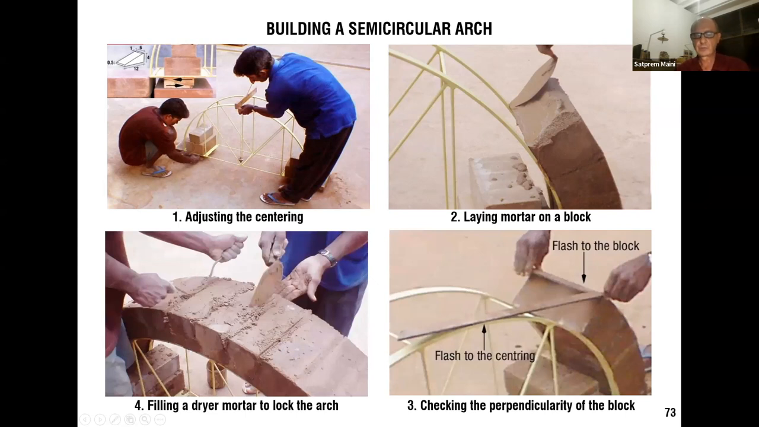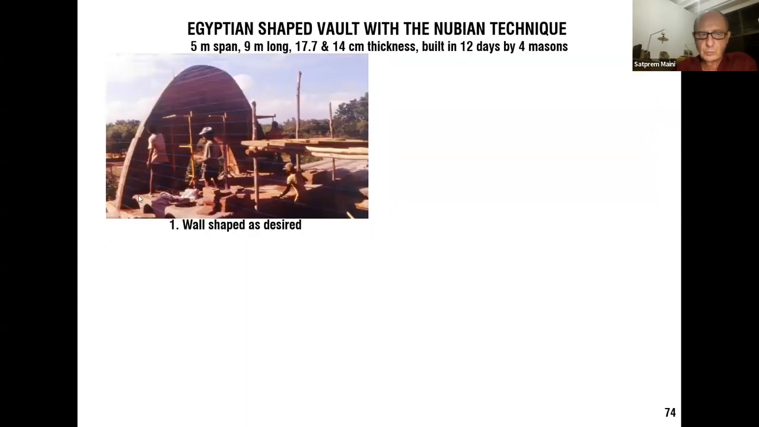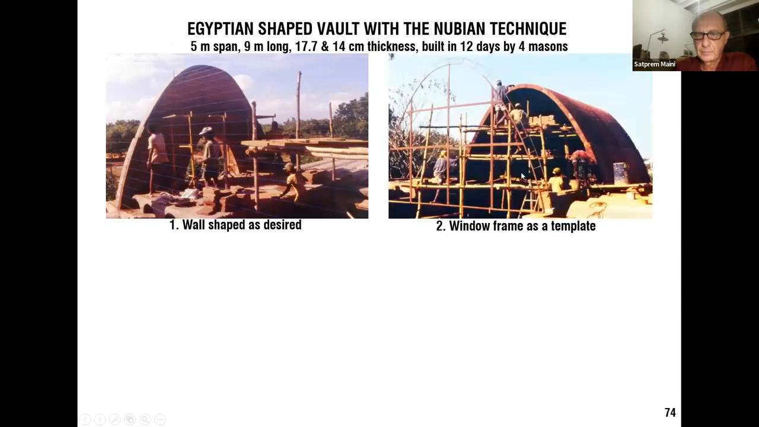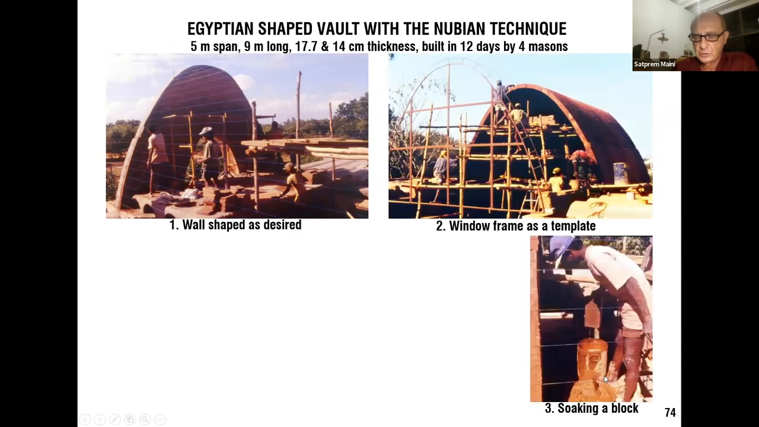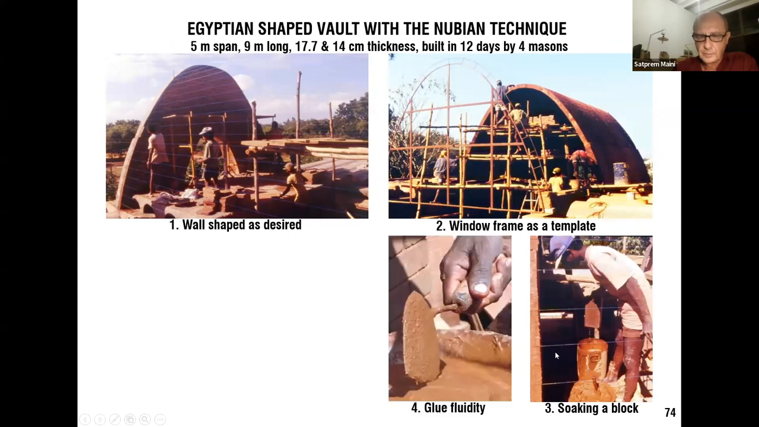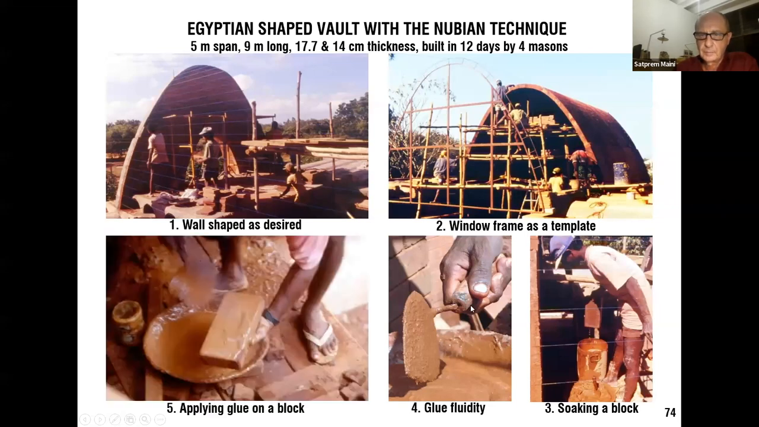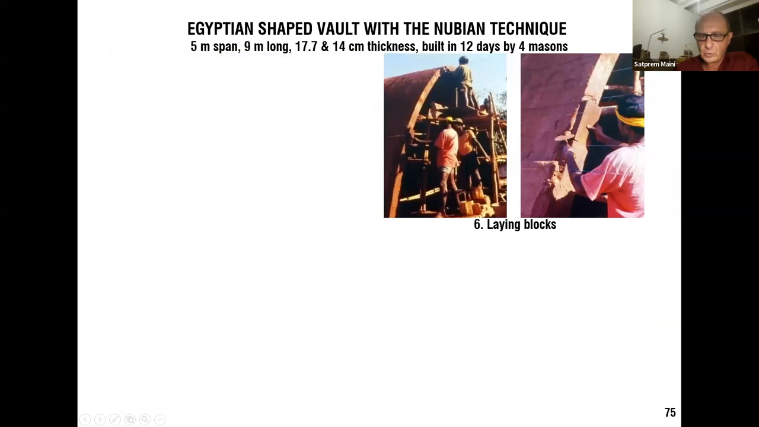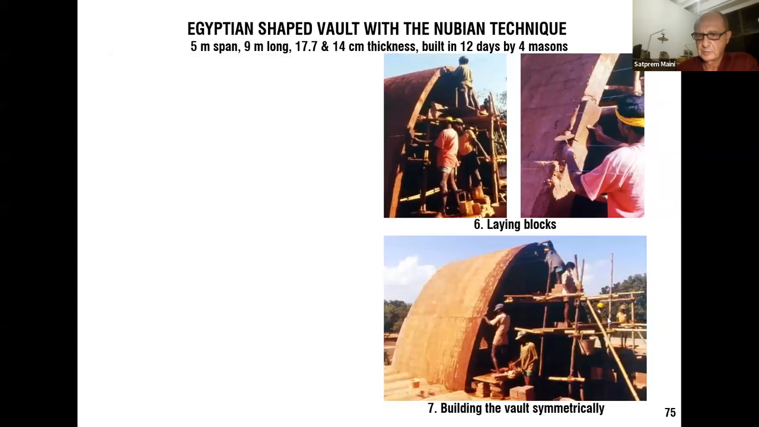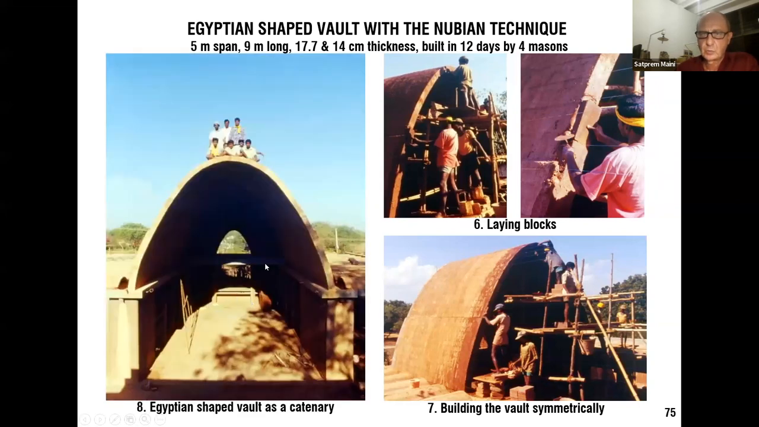Then we have the Egyptian shaped wall. We first have a gable wall at the end here to give the shape. Then we put string lines between the gable wall and the window frame in front. And then we build with blocks which are vertically laid. So we soak the block in water first, apply some mortar, which is very liquid like a glue, and then stick the block on top of the previous course, like this. And you always have to build the vault symmetrically. That means the same speed on the other side to be balanced. And this was built in 12 days with formations.